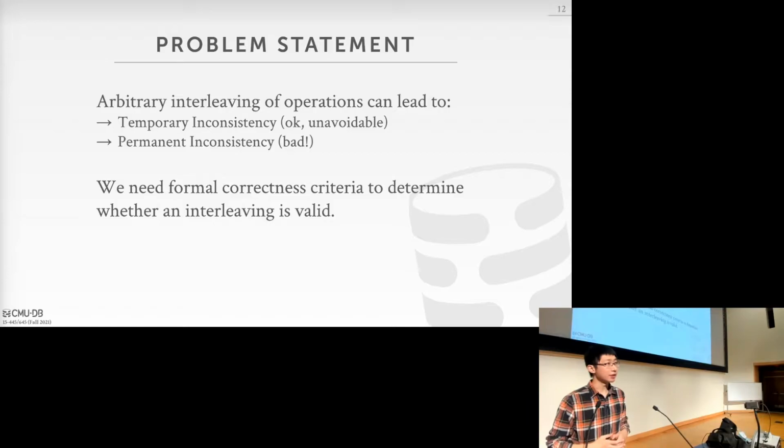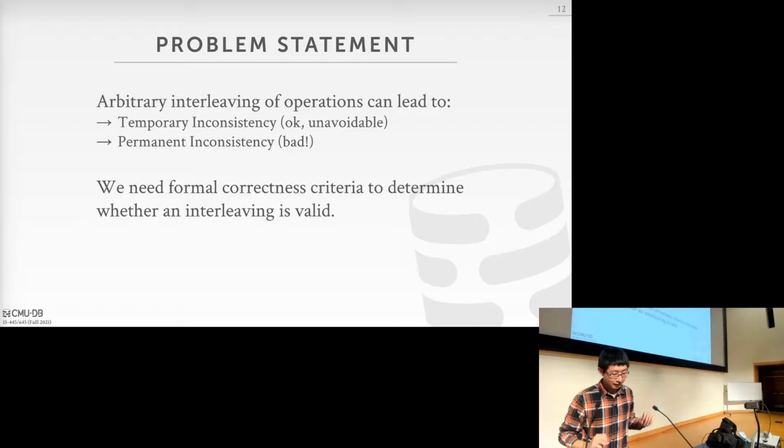The first is called temporary inconsistency. This is an unavoidable middle state while you're executing a transaction. For example, if you want to transfer $100 from my account to your account, then in the middle of that higher-level operation, there must be a state where $100 has been extracted from my bank account but has not been put into your bank account yet. In that case, the database is in a wrong, or formally inconsistent, state. But that's unavoidable because you haven't finished the transaction, and that's fine.